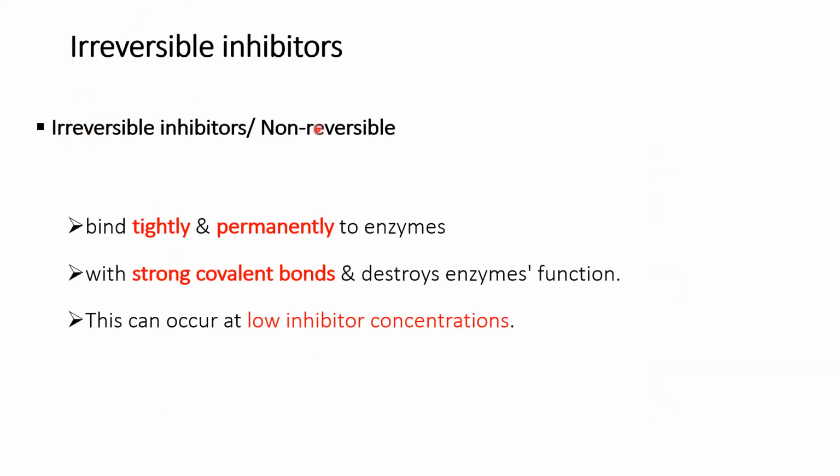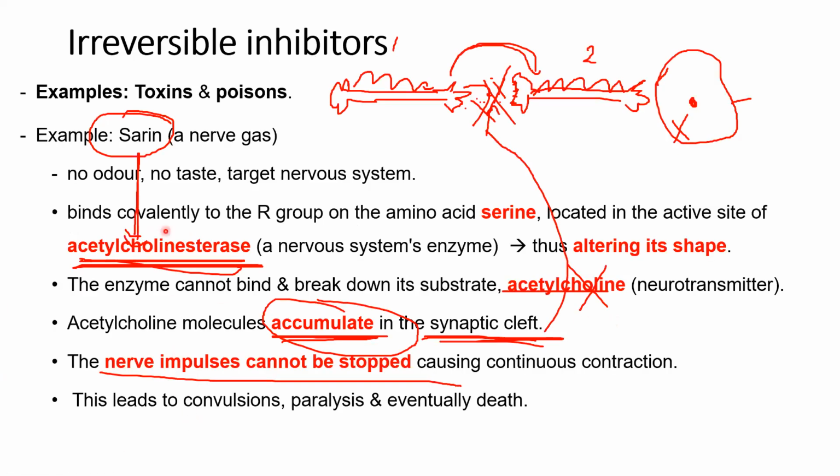The next one is irreversible inhibitors. Irreversible or non-reversible inhibitors bind tightly and permanently to the enzyme through the formation of strong covalent bonds between the enzyme and the inhibitors, and this destroys the enzyme function. This can occur at low inhibitor concentration. As soon as you add the inhibitors to the reaction, the rate of reaction will straight away slow down, or even stop.